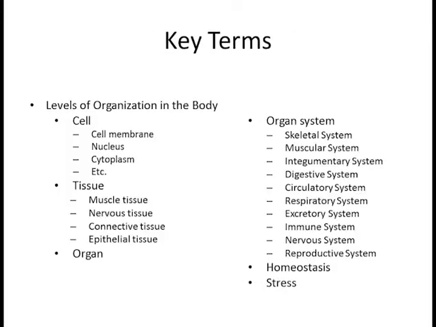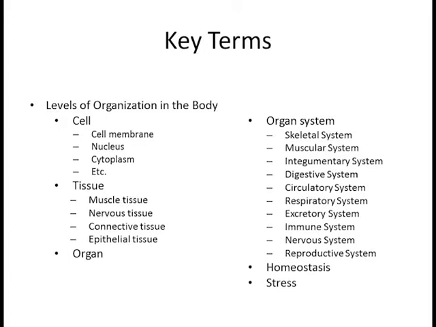Here are our key terms. Levels of organization in the body: cell, tissue, organ, system, and organism. Let's break those down a little more. When we look at cells, we're talking about everything we've already learned about cells: cell membranes, nucleus, cytoplasm, all the organelles we've already gone over. Tissues are things like muscle tissue, nervous tissue, connective tissue, epithelial tissue, and then organs are things like kidneys, liver, skin, and so on. We'll talk about these a lot more as we go forward.